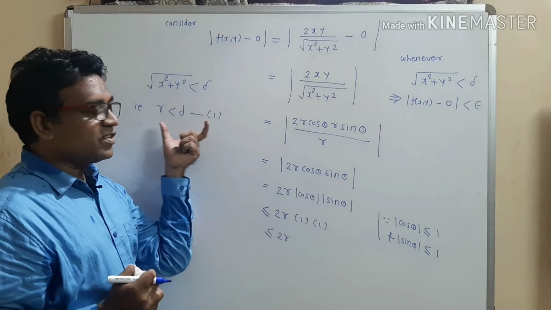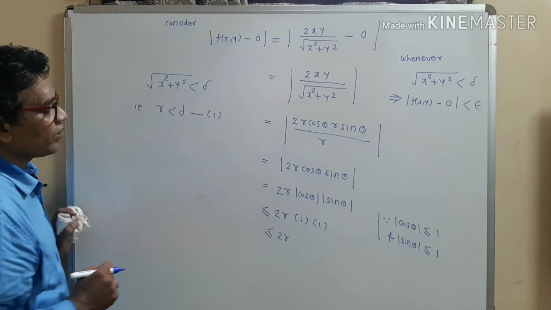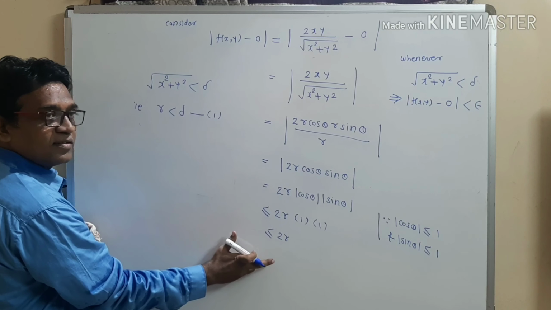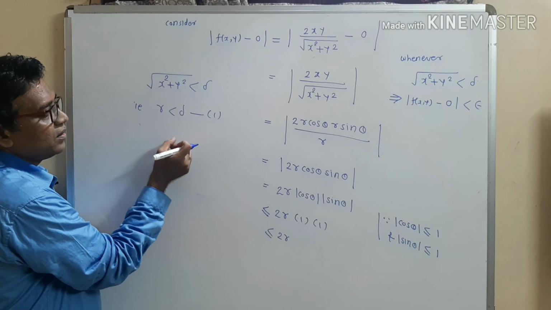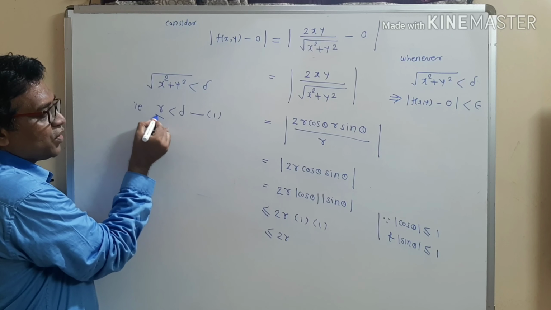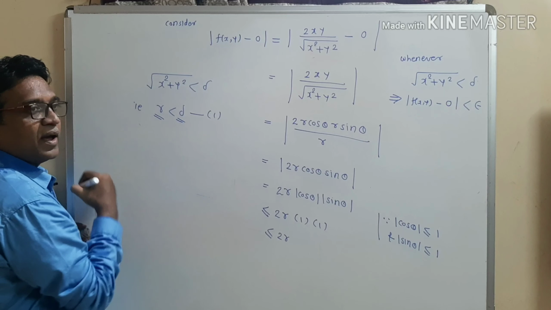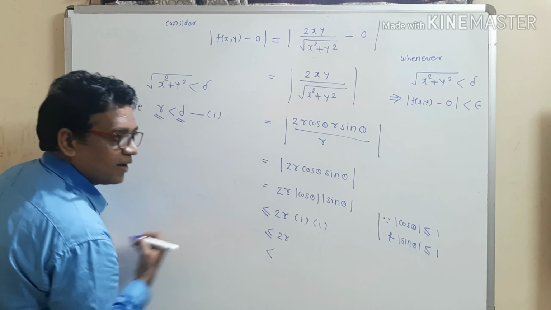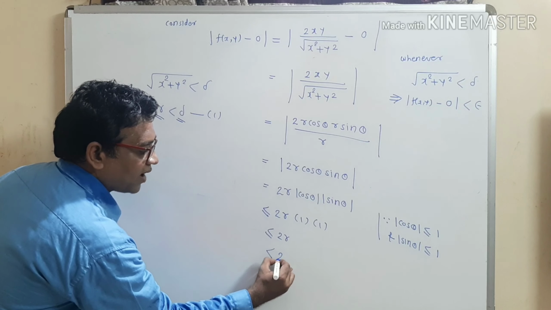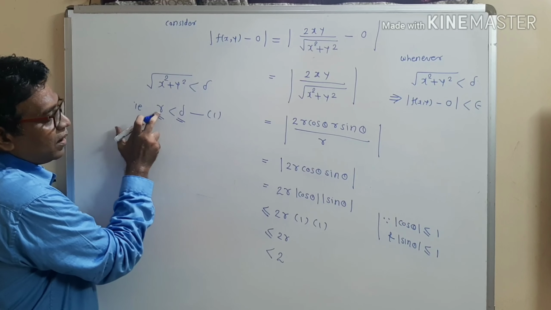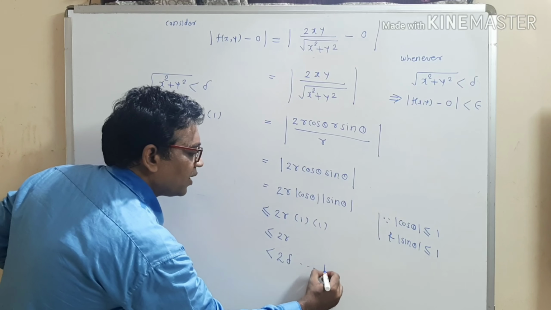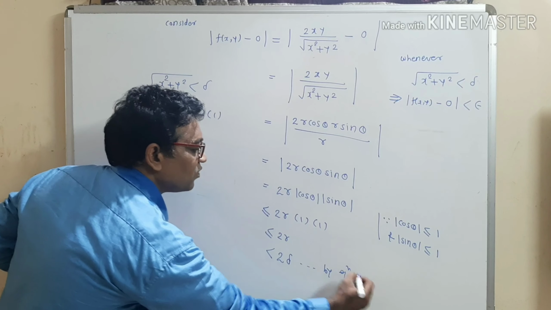So now use this equation. What is equation number 1? We can replace r by delta by taking here less than sign. Instead of r, we can use delta by taking less than sign. So write here less than, this 2 as it is, and replace this r by delta. So use here r by delta and give the reason by equation 1.